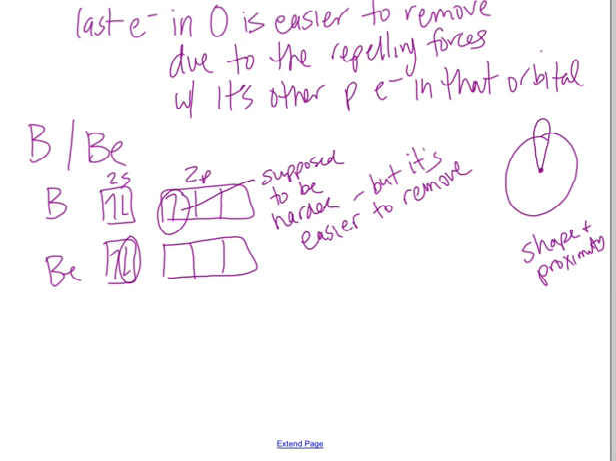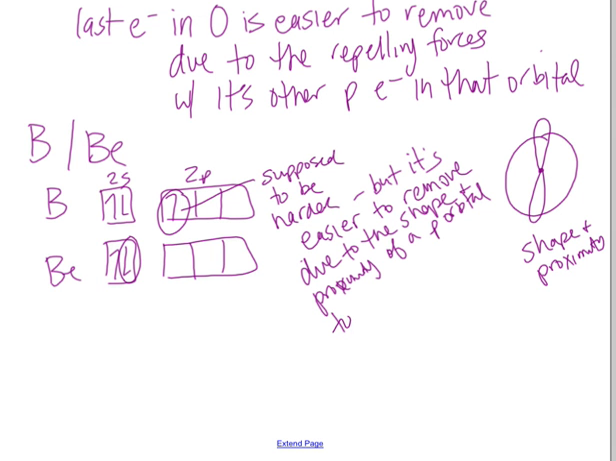So the p orbital, if you look, is slightly further out than the s orbital. So at times, on average, it's going to be easier to remove that p electron than the s because the s penetrates the area around the nucleus more often. Okay? So, supposed to be harder, but it's easier to remove due to the shape and proximity of a p orbital to the nucleus compared to an s orbital.